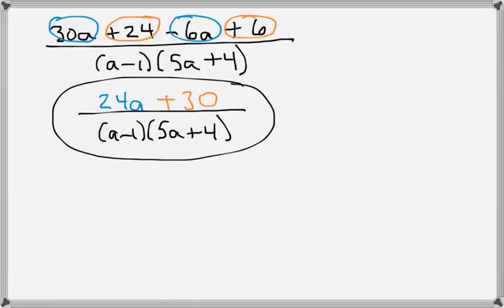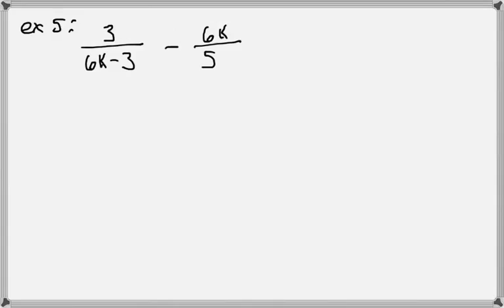Let's look at another example. So in this example, we have a 3 over 6k minus 3 minus 6k over 5. Again, we still do not have a common denominator in this example. But what I do notice is in the denominator of the first one, I can go ahead and factor that. Most of the time, factoring things early on makes the problem a little bit easier to work with. I do have the option to just use a 6k minus 3 and a 5 as my common denominator, but then in the end, I'm going to have to factor that down. So I'm going to go ahead and factor first.